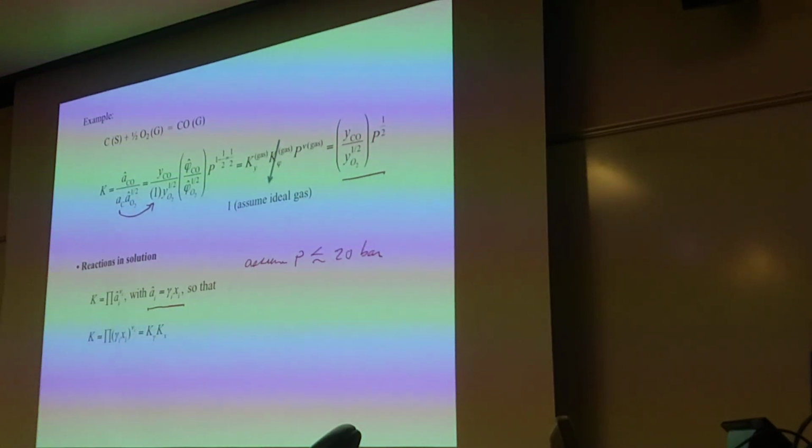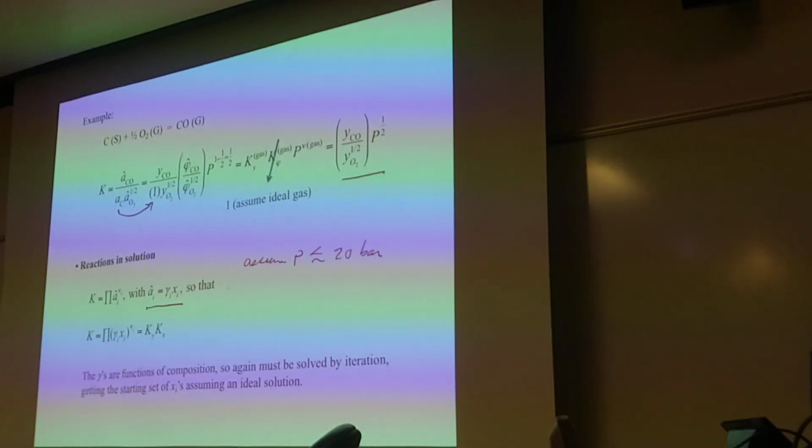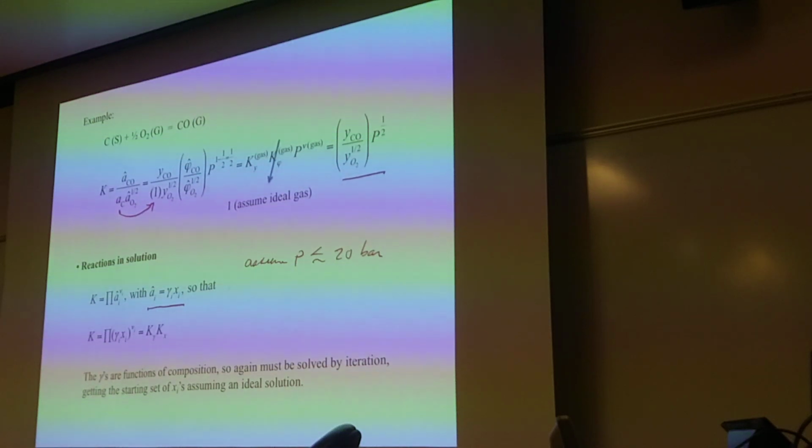Now again, all of the individual activity coefficients depend on composition. So the only way I can do this would be to solve it iteratively. I would start out by assuming an ideal solution with all the gammas equal to 1, get a provisional set of x's, use those x's to evaluate the gammas, assuming that I've got expressions for those, and then calculate a new K gamma and iterate it to convergence.